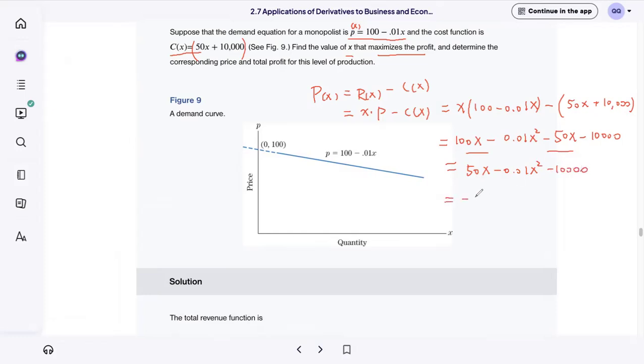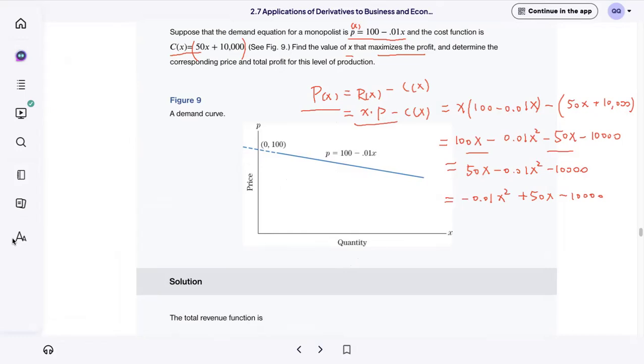Usually we like to write in order. We write the leading term up front. Well, 50x is positive, plus minus 10,000. So that's the profit function. The revenue function is just this, x times p.